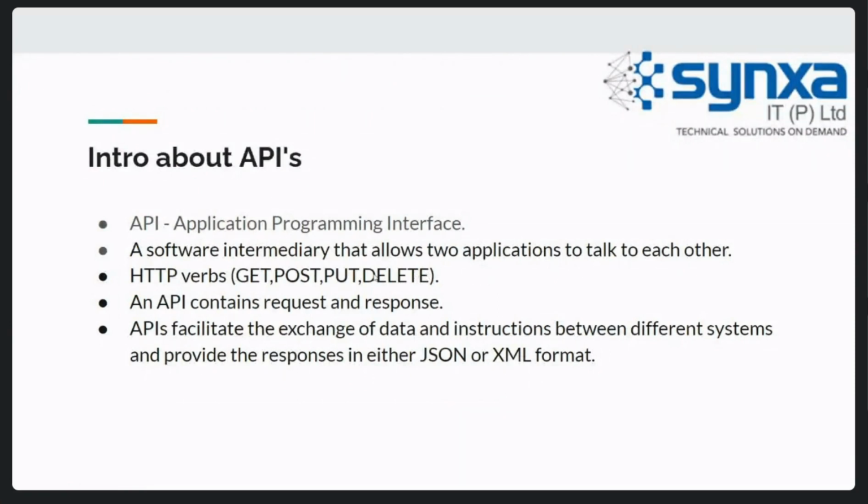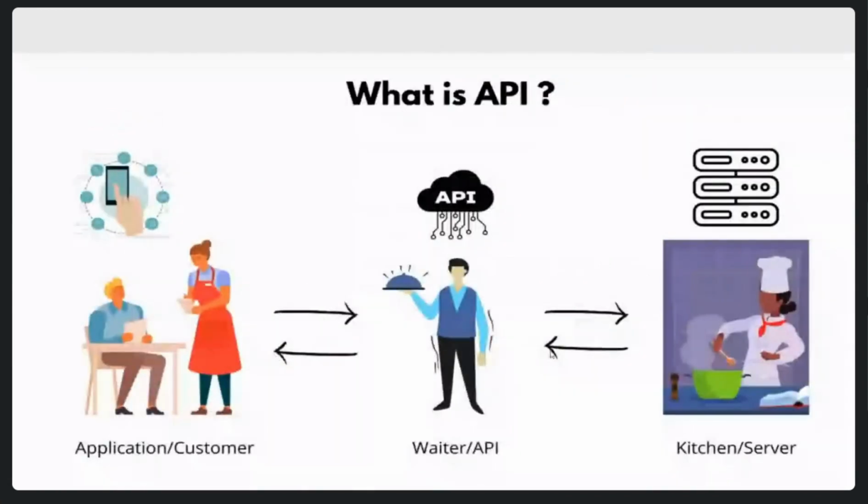By using this HTTP work, we can do all these things. And as I said to you, we have some request and response here, and we will get some response from the API, right? That response is in the form of JSON or XML format. We are expecting these two formats from the server.